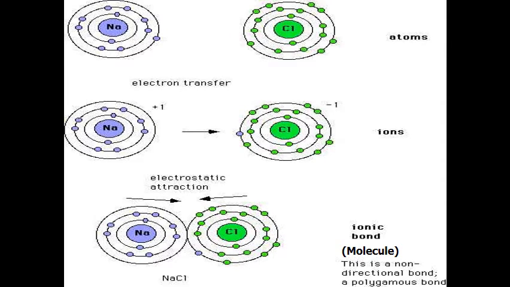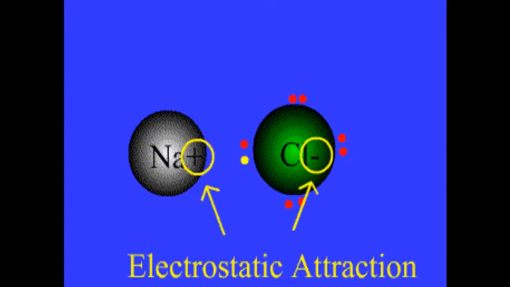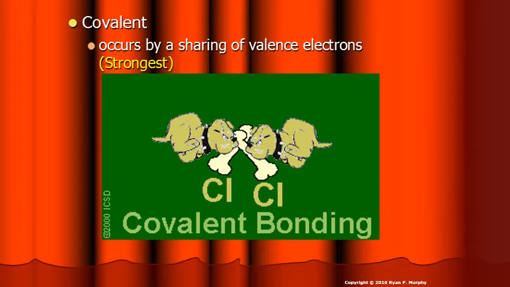Take a look at this little video clip about ionic bonds. All right, there you go. So this is kind of what it looks like. Sodium gives away 1 electron, chlorine receives 1 electron, and they stick together due to the electrostatic attraction. That's just the difference in charges between the two atoms.